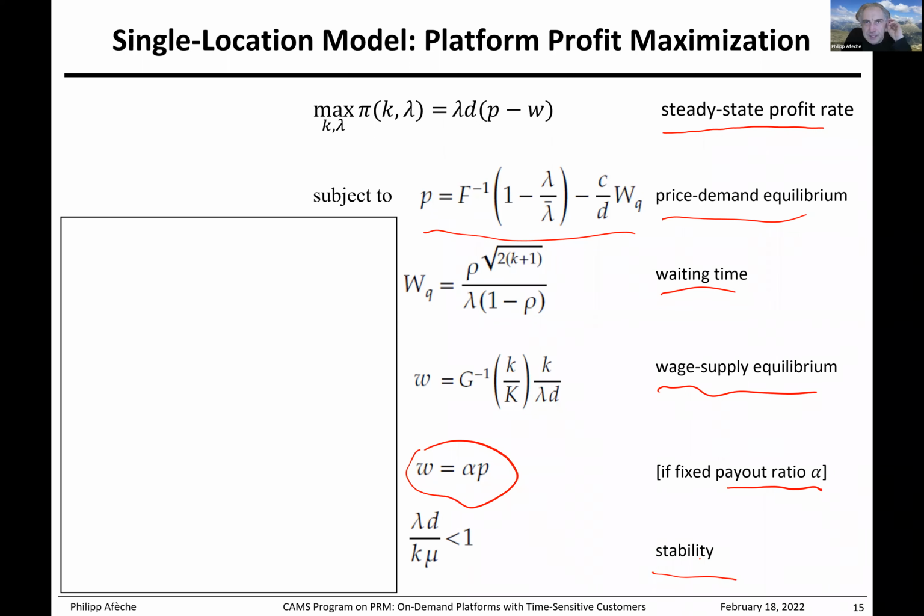Before I continue, any questions or comments here? Okay. Philipp, yes. This substitution of k with a constant in the waiting time, doesn't it abstract away the competition between drivers, in a sense, or?